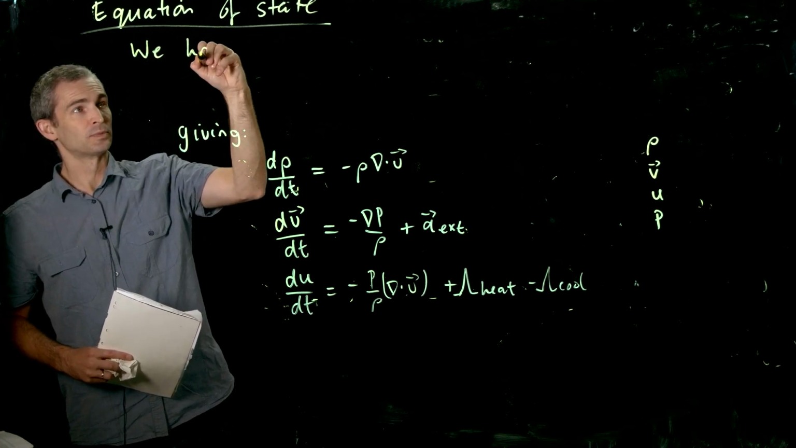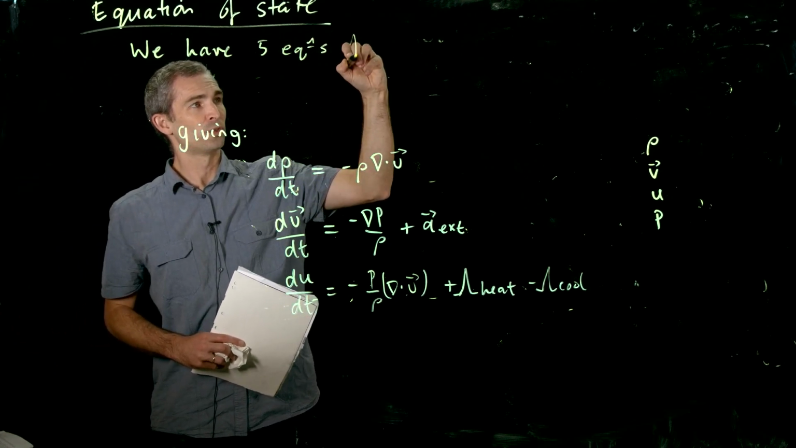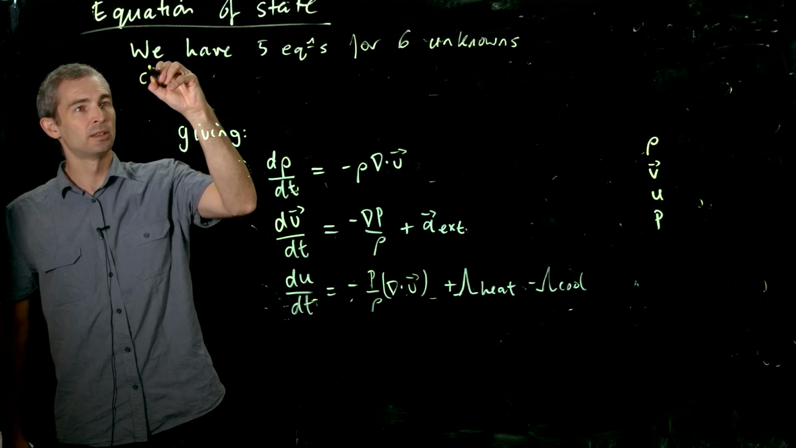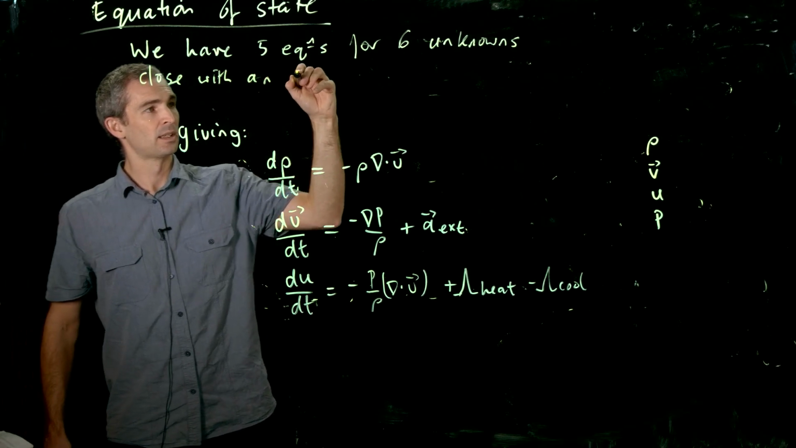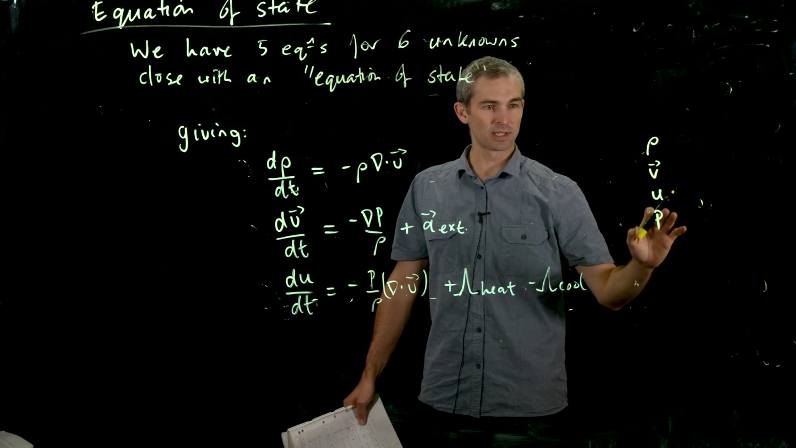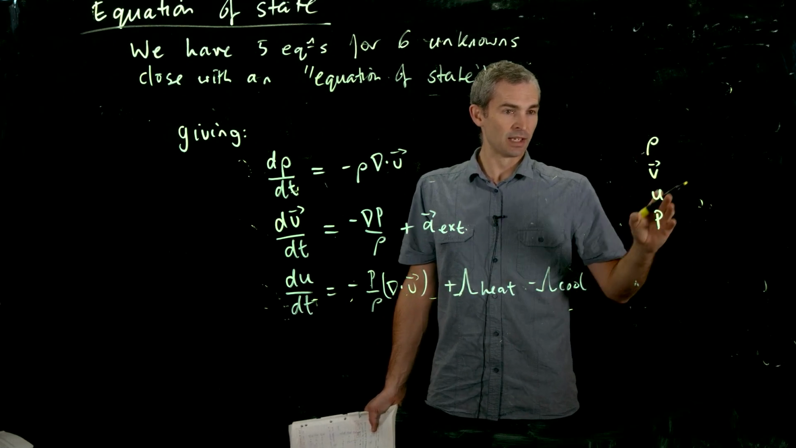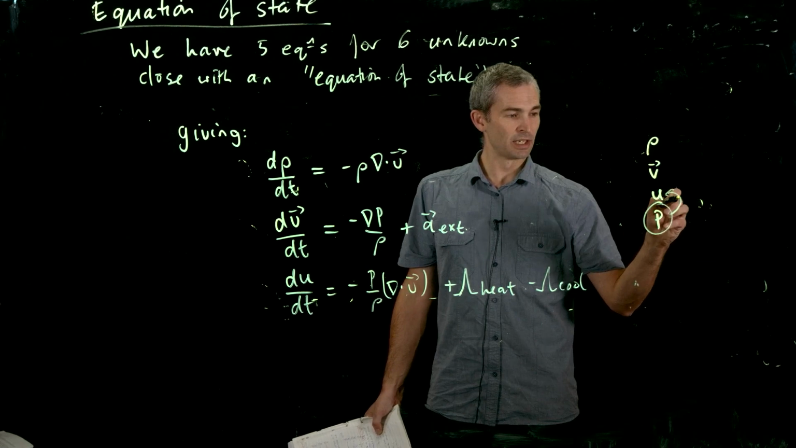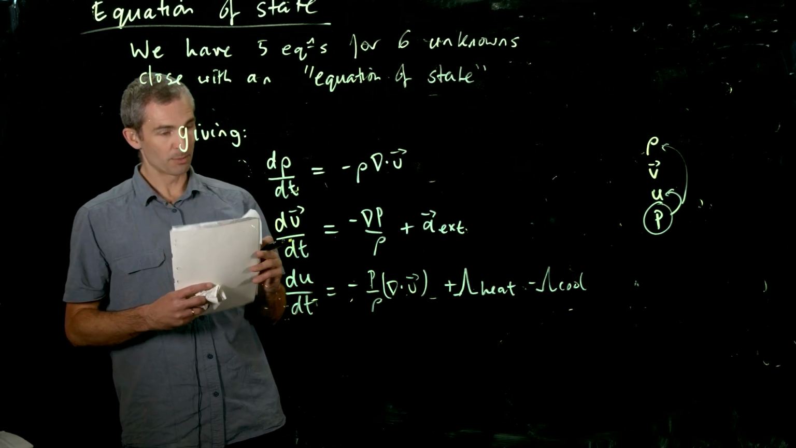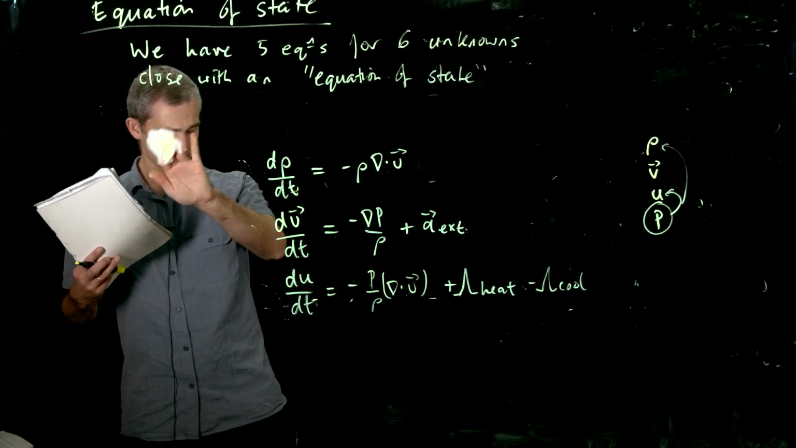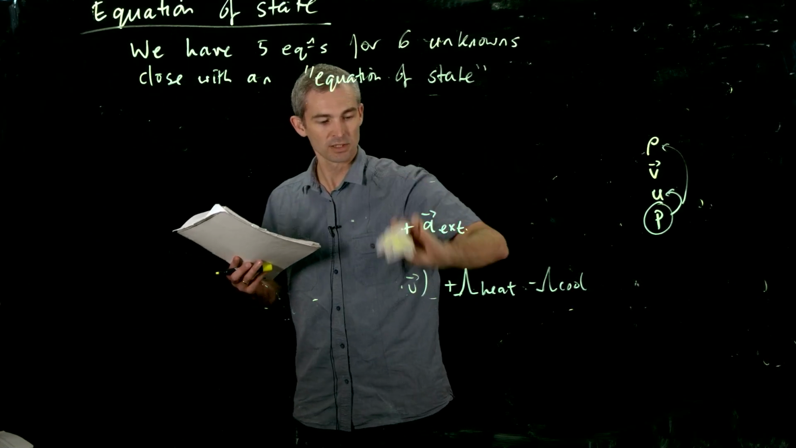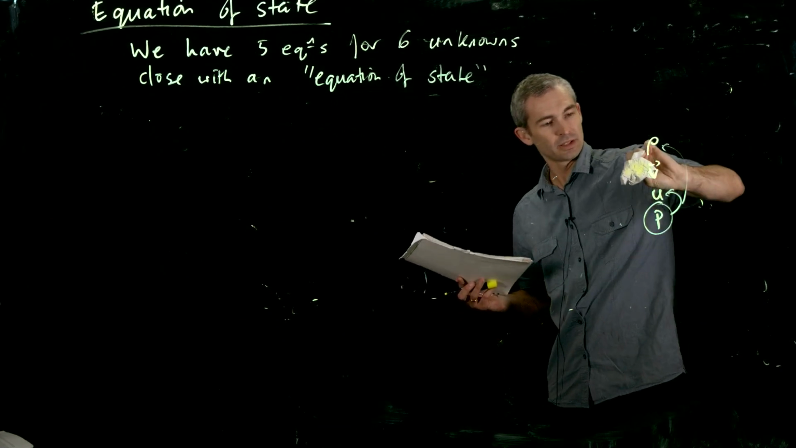So we have 5 equations for 6 unknowns, and we close with an equation of state. So we simply need to relate one of these quantities to any or all of the other quantities. So the equation of state is an equation that relates pressure to the thermodynamic variables, U, the thermal energy or the temperature, and the density. So for example, the most common would be the ideal gas equation of state. So I'm going to just cover some details on that and how we use it usually in fluid dynamics. So hopefully some of this is just revision for you, but if not, then hopefully it all makes sense.